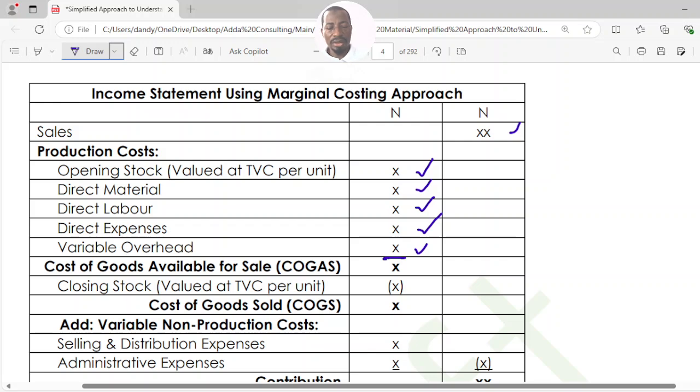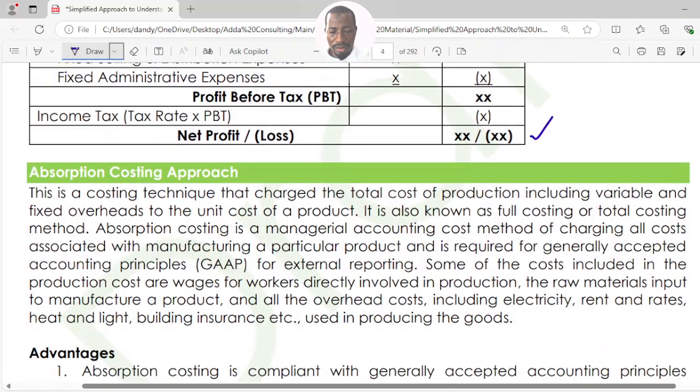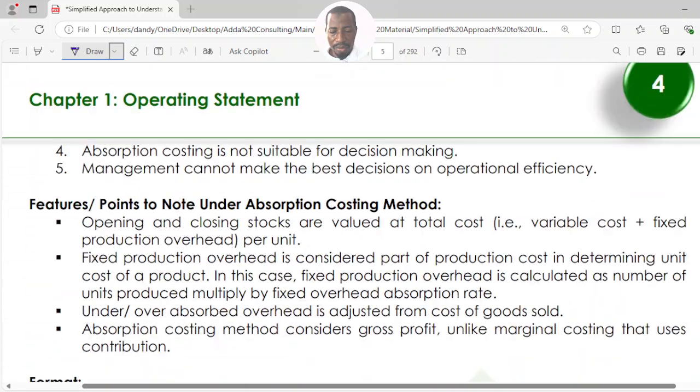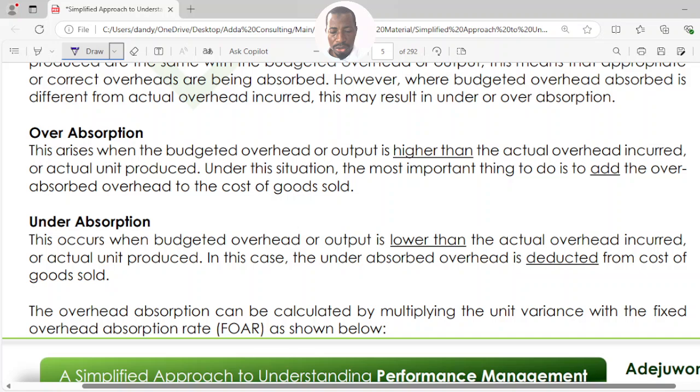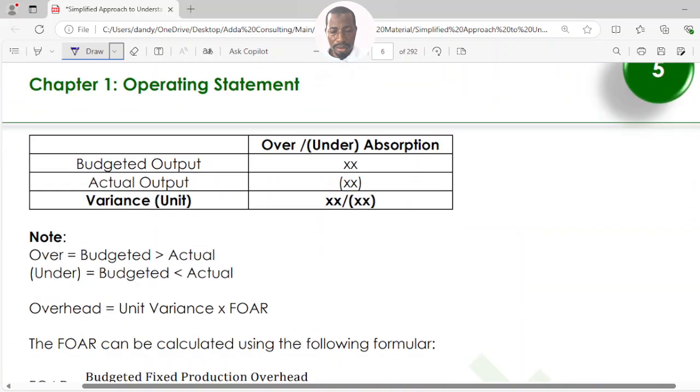So as a result, for me to get the cost of goods sold, the cost of sales, the actual cost of sales, all I need to do is to deduct the closing stock from the cost of goods available for sale. Therefore, I need to go and value my closing stock. Let me check if I have the format for calculating closing stock here. If not, I will just demonstrate that for you. How to calculate closing stock.